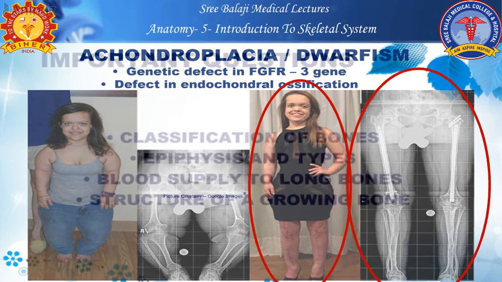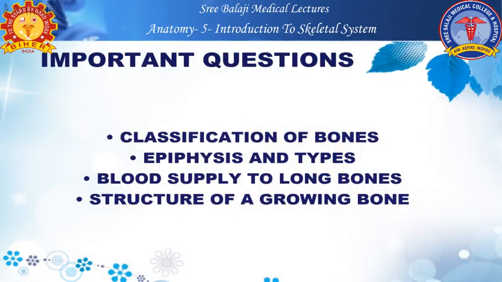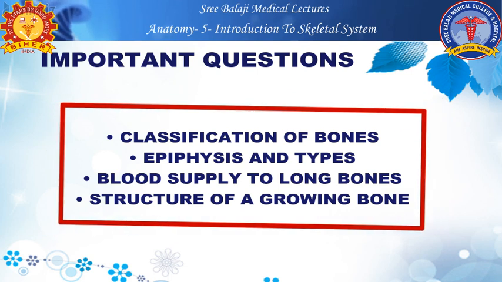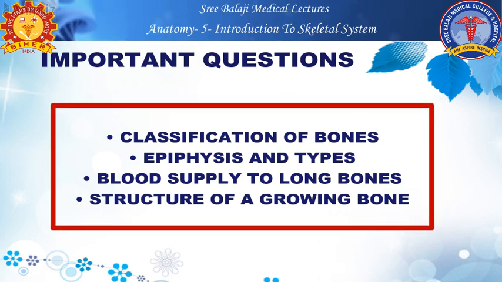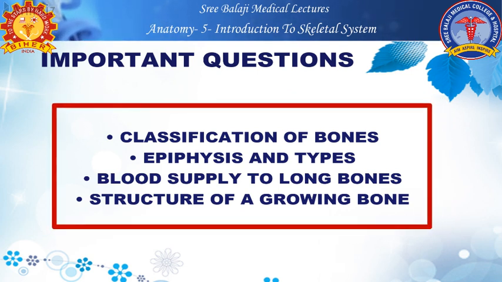Yes, so that brings us to the end of the session. These are a few important questions that the student should concentrate on while reading this topic. One is classification of bones. Second is epiphysis and the types of epiphysis. Third is blood supply of long bones. And the fourth is the structure of a young long bone, or the structure of a growing bone.